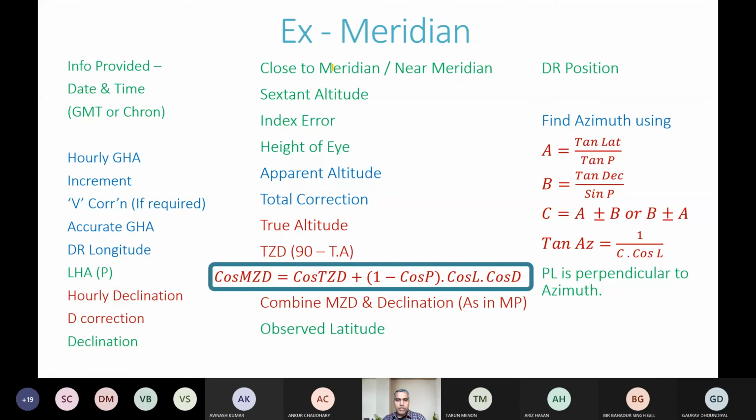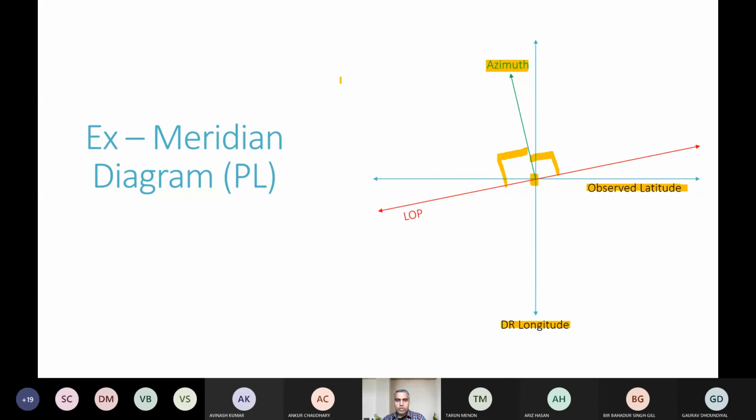Okay, so we just did an X meridian question, the method of how to solve the X meridian problem. Now, we wanted to see how this MZD and TZD appear on a rational horizon diagram.